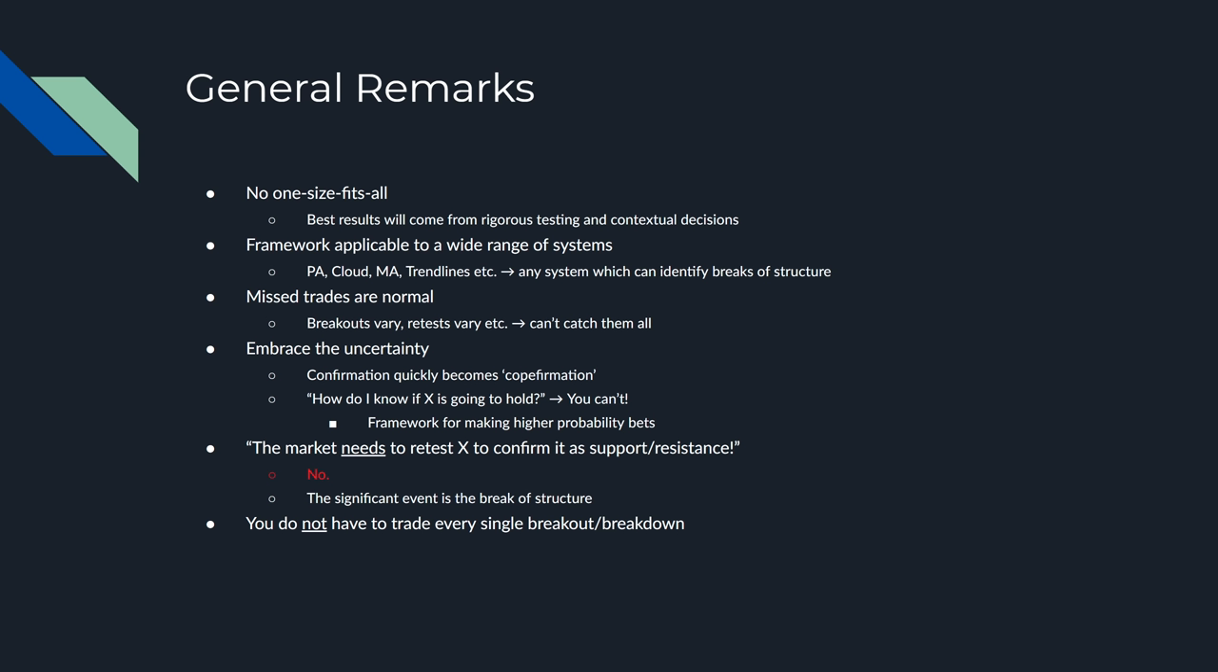This fourth point as well, a lot of trading education tries to almost remove all the uncertainty from trading and just say, you know, X always happens, always do X, never do Y, etc. As discretionary traders, that's just not how the markets work. That's not what we're dealing with. That's not what we're forced to confront on a day-to-day basis. And as I say here, somewhat tongue-in-cheek, confirmation quickly becomes cope-formation, right?